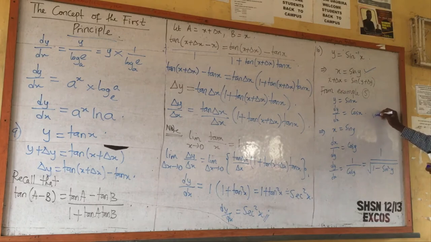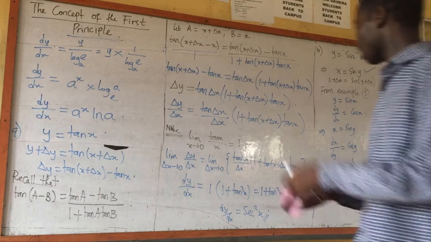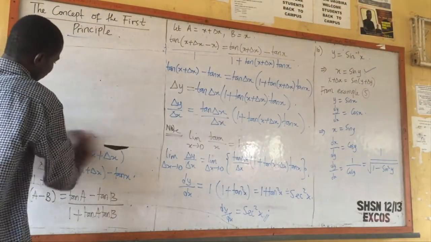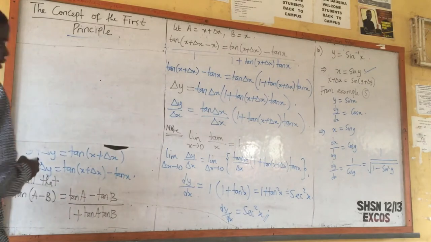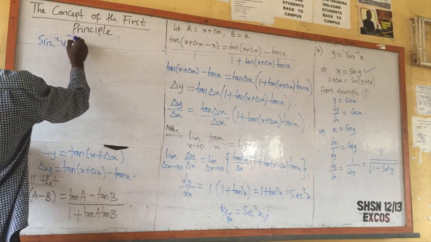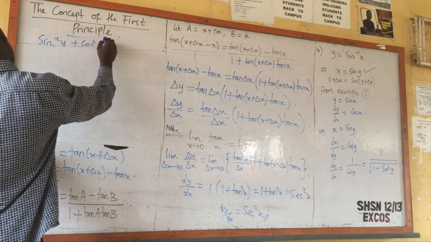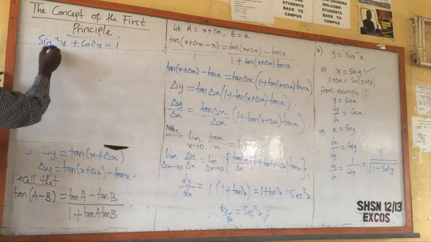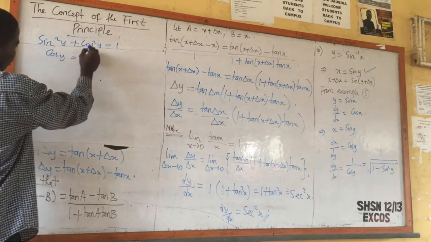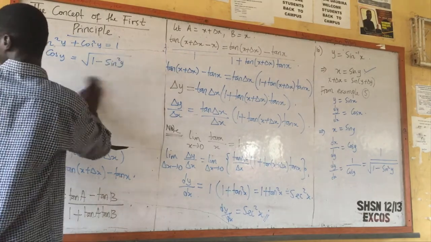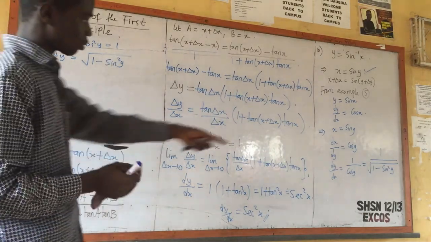Let me write it very well so that you can understand what I'm trying to say. So we have that sine squared y plus cos squared y is equal to 1. If you make cos the subject of the formula here, you see that cos y will be the square root of 1 minus sine squared y. That is from the trigonometric identity. So that's what we will obtain here.